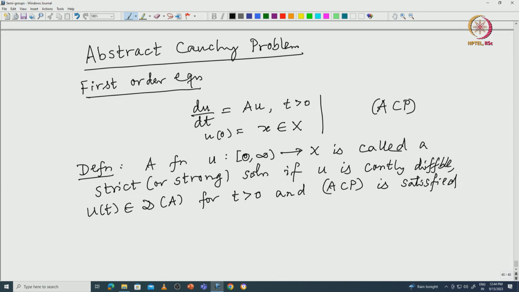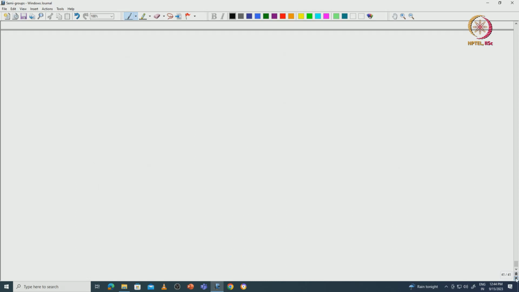Okay, that means when I take the derivative, that is equal to Au. So, let me come to this initial condition a little later. Okay, there is another notion of solution to the ACP, and this is called a mild solution. So, let me just say that briefly. Again, one more definition.